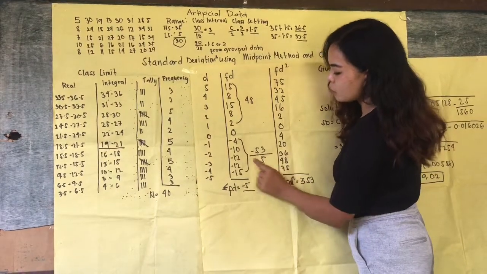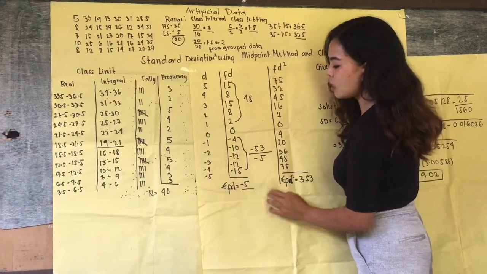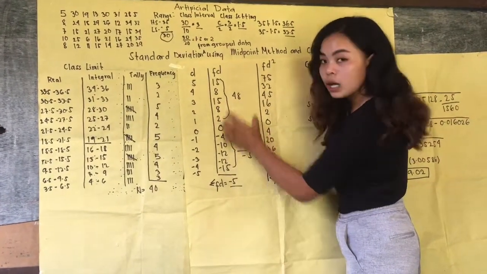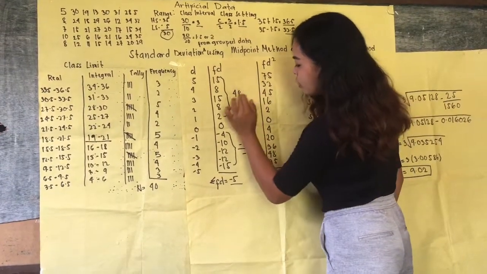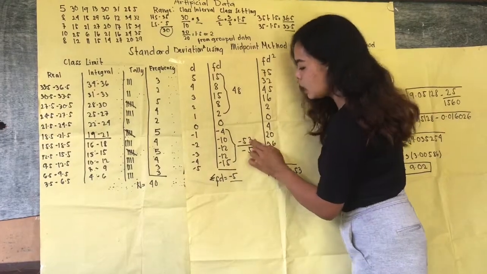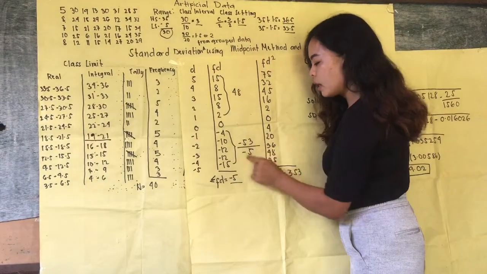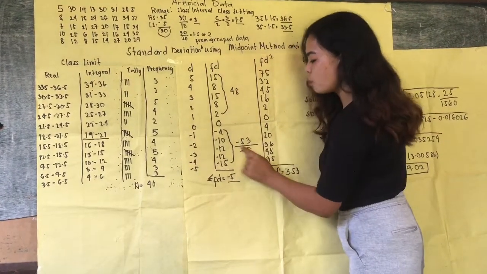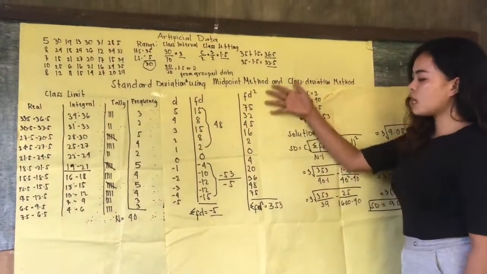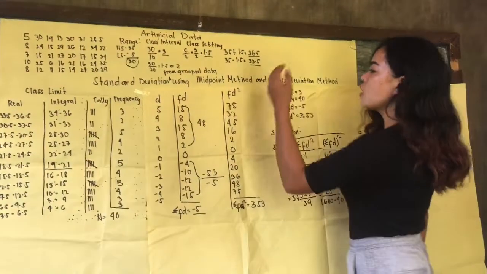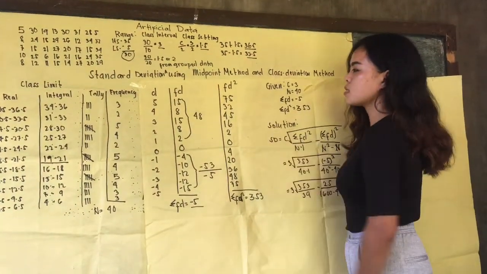After that, to get the summation of FD, you have to subtract these two values. So 48 minus 53 is equal to negative 5. So negative 5 will be our summation of FD. The last column is our summation of FD to the second power.